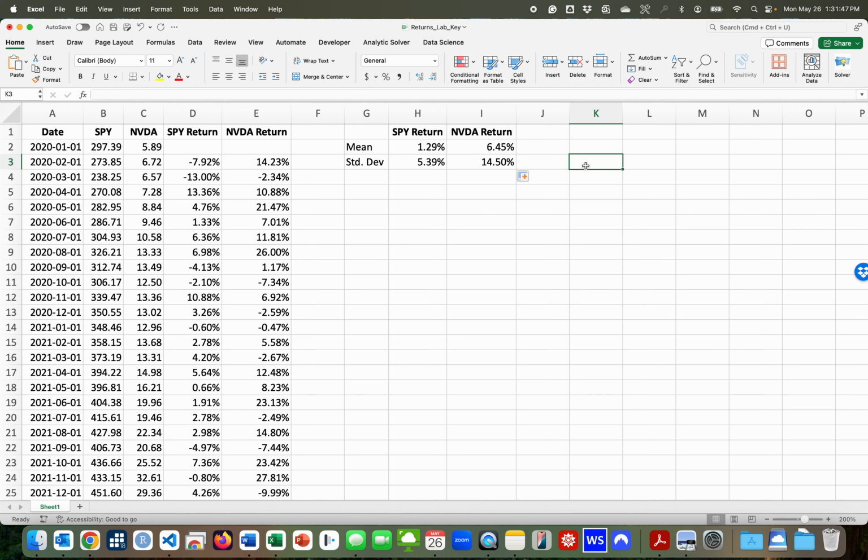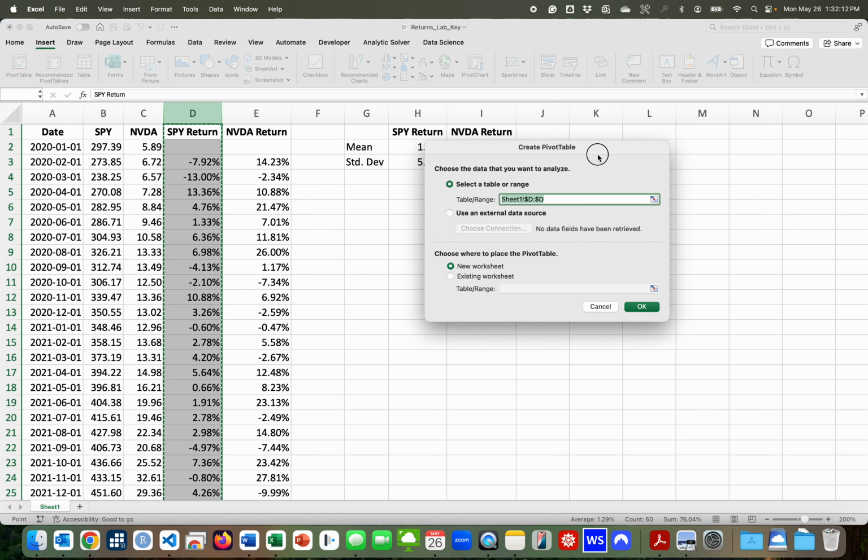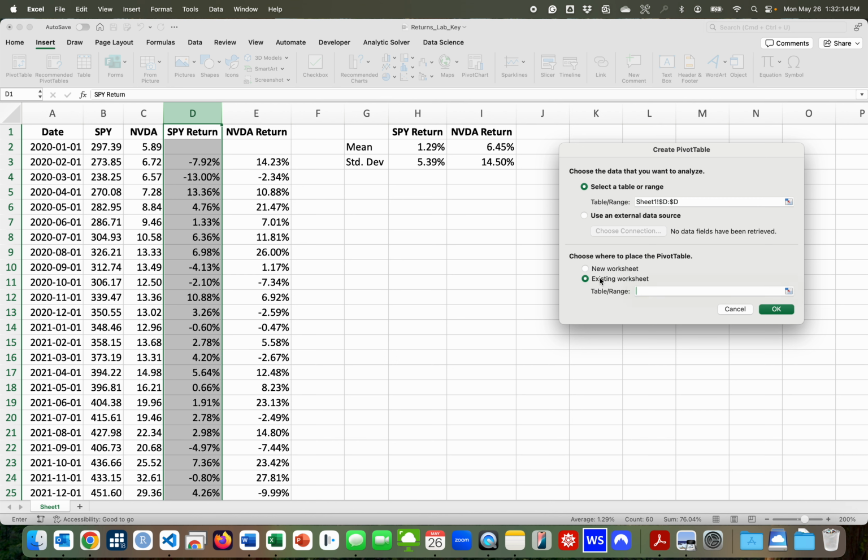So one more thing I want to do here is just make a quick pivot table so that we can plot the distribution of these returns, because later on we're going to assume they're normal. So let me just refresh the pivot table one more time. And I'm only going to do it for SPY, but you can do the same thing for NVIDIA if you wanted to. So I'm going to highlight the SPY return. And I want to insert a pivot table. I want to put it right here. Again, make sure you highlight the return column, not the price column.